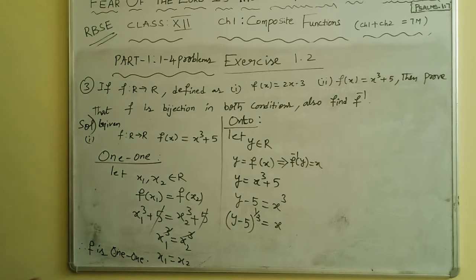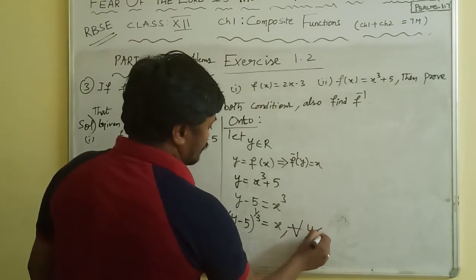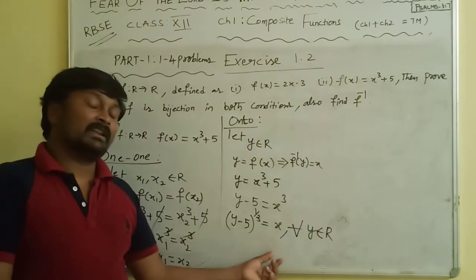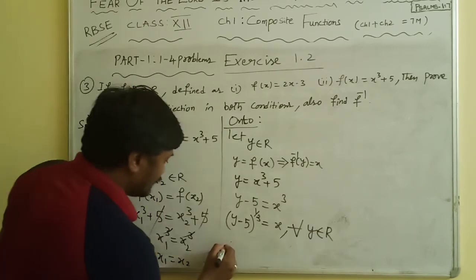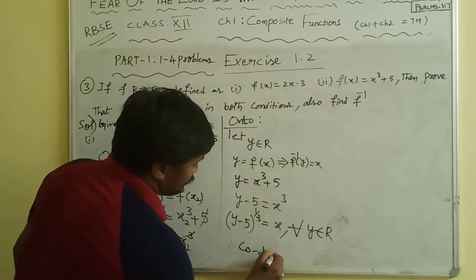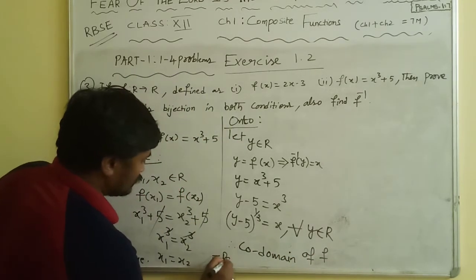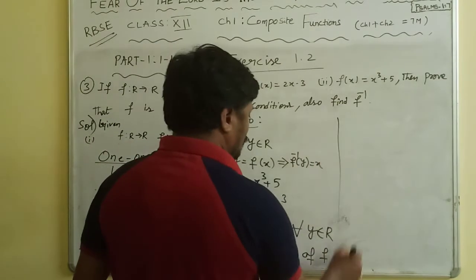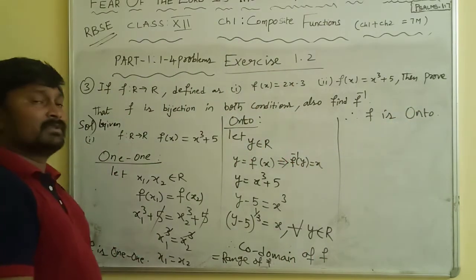an irrational number. So irrational number or rational number, whatever you get, it belongs to R. So here for every y belongs to R. Therefore directly the codomain of f is equal to the range of f. So therefore, I'll write here, therefore codomain of f is equal to range of f. So therefore f is onto.